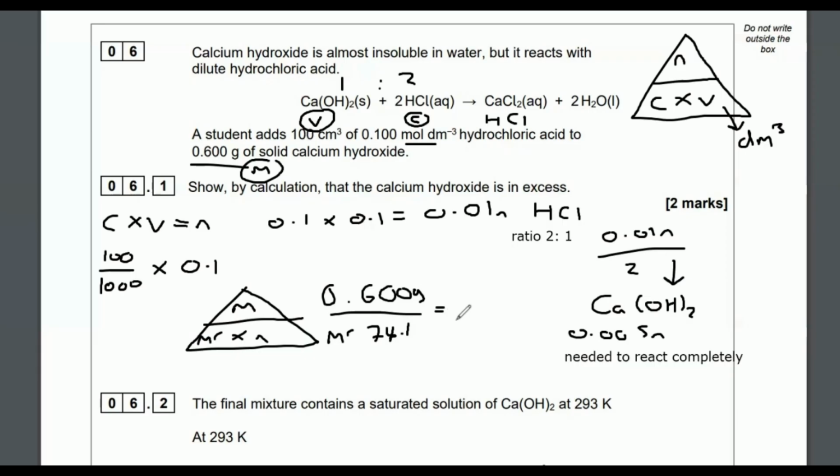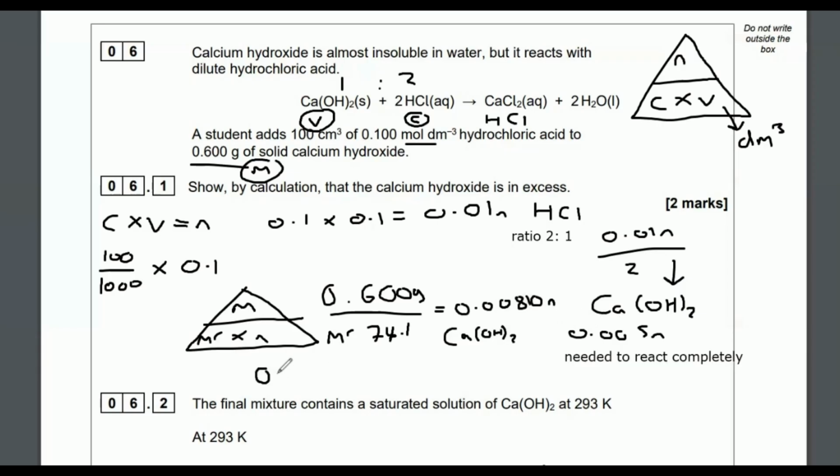And you get 0.00809, but we can round that to 0.0081. So we're going to say we have 0.0081 moles of Ca(OH)2. So you can prove it right there. Look, we got more. It's excess. That is bigger than that. So calcium hydroxide is in excess.